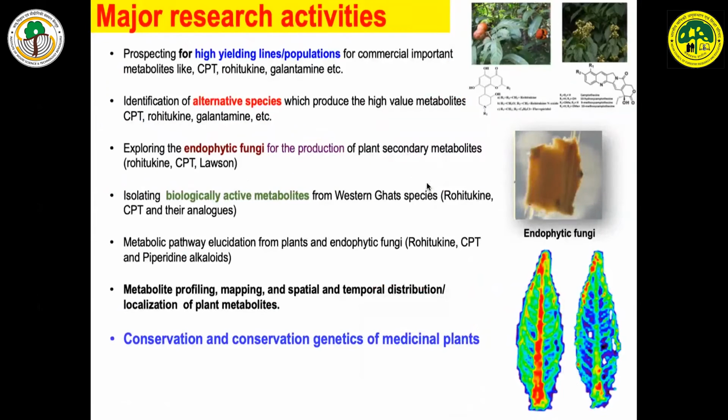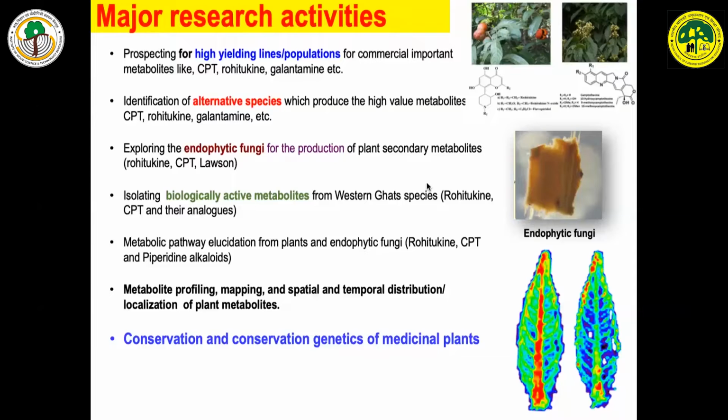In this direction, our group is working on prospecting high-yielding lines or populations for some of these commercial medicinal plants producing camptothecin, roaccutane and galantamine. We are also losing species that were identified earlier, so we need to identify many other resources, like alternative sources. In this connection, we are applying a phylogenetic search algorithm to identify newer species in Indian bioresources, and also exploring endophytic fungi associated with these plants, which can produce similar metabolites. That way we can produce them from fungi independent of plants, so that we can conserve those plants. We have isolated some biologically active compounds from some of these resources.